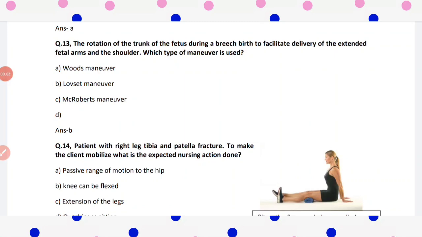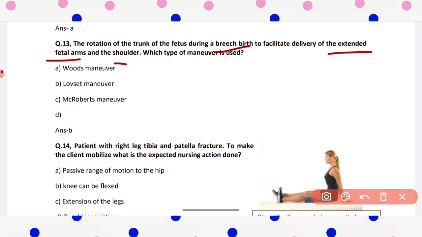13th question. The rotation of the trunk of the fetus during a breech birth to facilitate delivery of the extended fetal arms and shoulder. Which type of maneuver is this? See, first listen to the keywords in the question. The keywords are breech presentation, extended fetal arms and shoulder. So in case of this problem, what maneuver are we supposed to use?